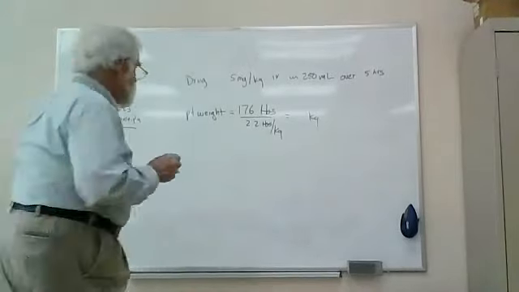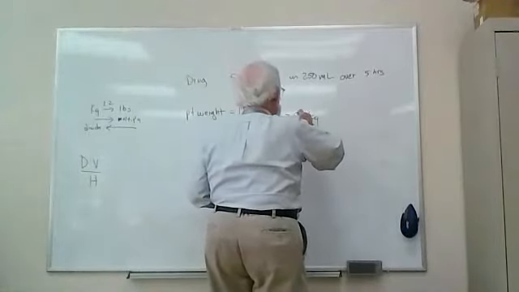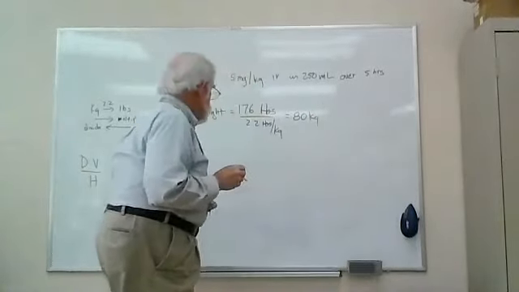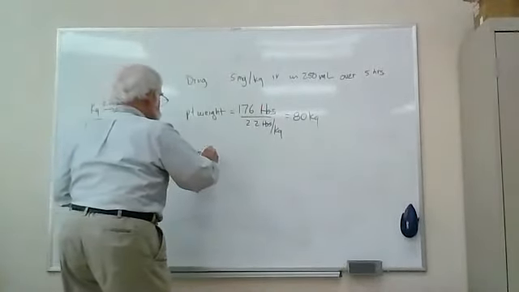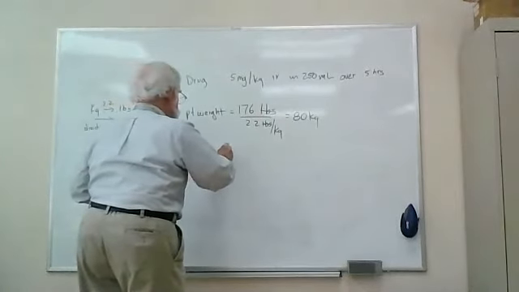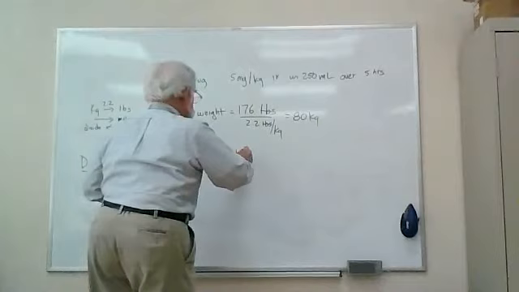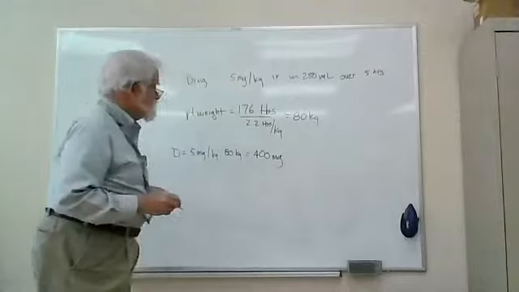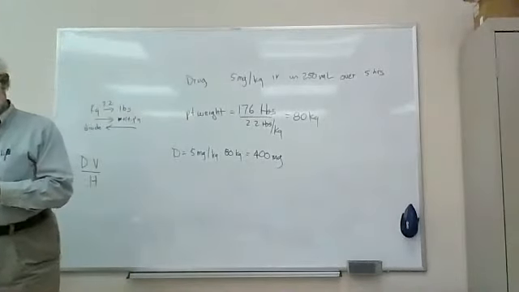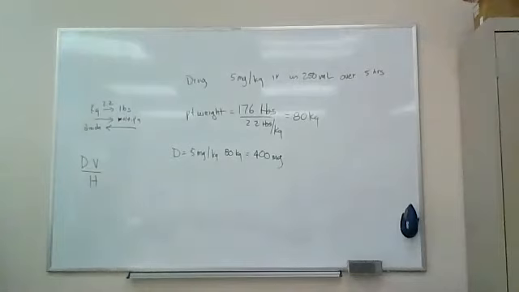$80. And so now D equals 5 milligrams per kilogram times 80 kilograms, which is 400 milligrams of the drug. Okay. So one way or another, we want to be able to get this to the patient.